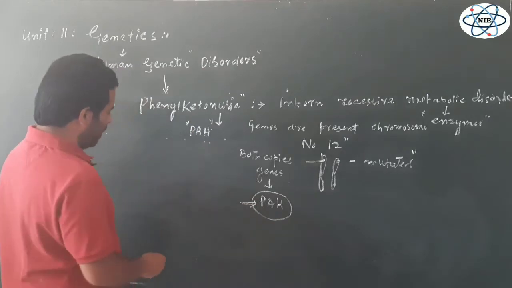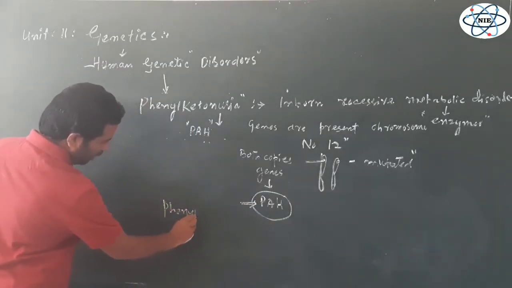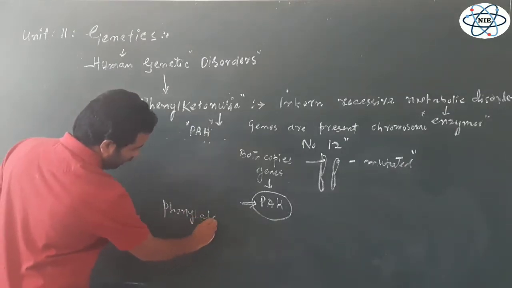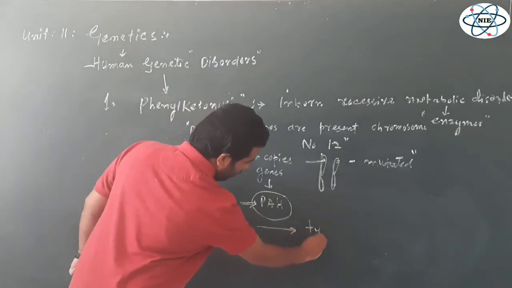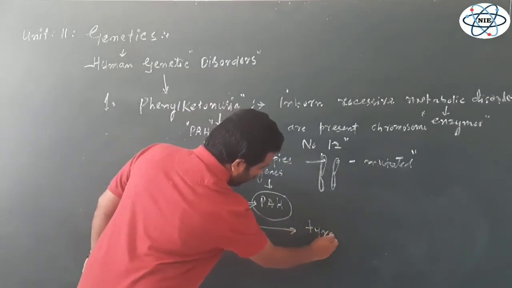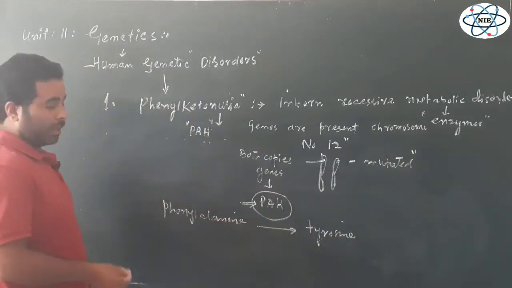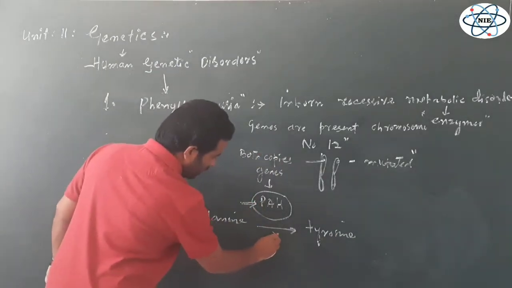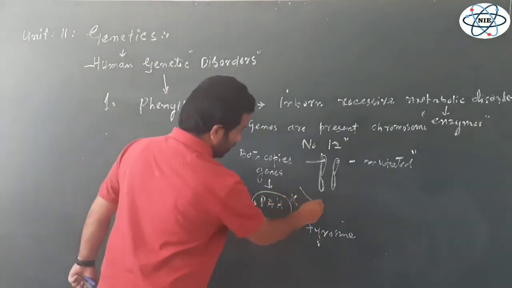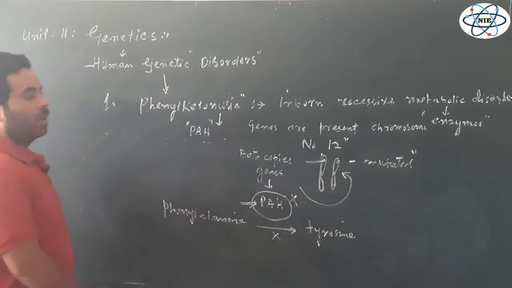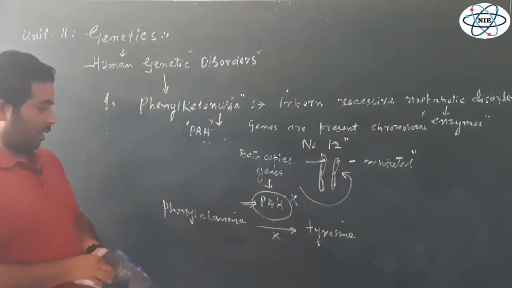So what will happen? This conversion of phenylalanine into tyrosine, that I have shown you with the help of the reaction, is not taking place. This metabolic reaction is blocked here because this enzyme is absent. And you know why this enzyme is absent? Because the genes on chromosome number 12 are mutated and defective. So what is happening here?